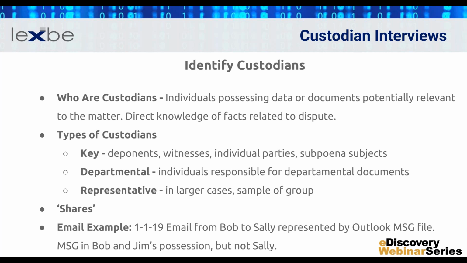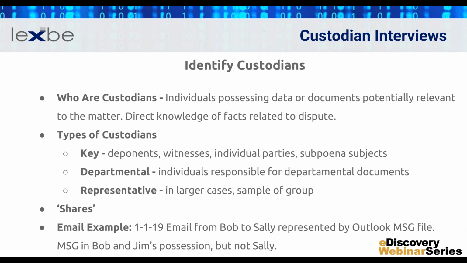This MSG was in Bob's possession, as you'd expect, and also Jim's, who wasn't a part of the email, but not Sally's. So in this instance, you have an email going from Bob to Sally. Bob has it, Sally doesn't anymore, and Jim does. So why does Sally not have it? Well, it could be deleted, any number of reasons. Maybe it wasn't delivered to her. Why does Jim have it when he wasn't a party to it? Who knows? That could be developed. But in this case, Bob and Jim would be the custodians for the data, and Sally would not be.